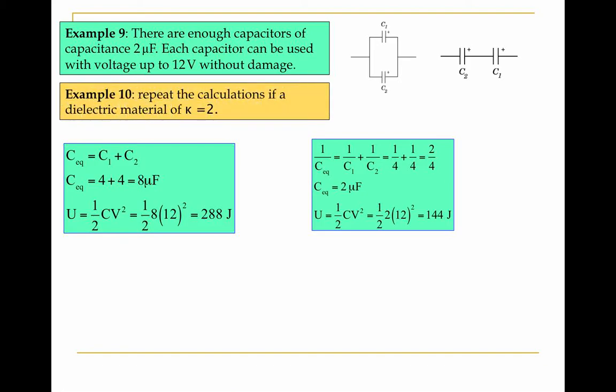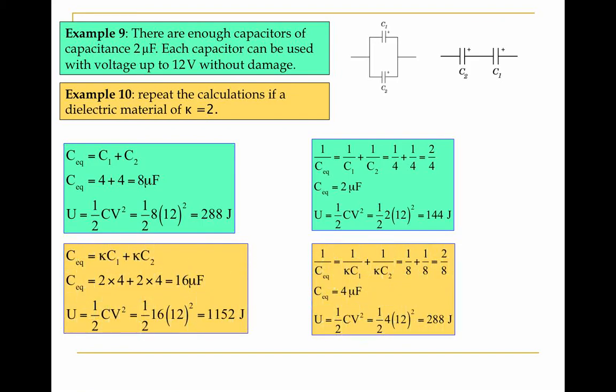Okay. Now repeat the calculations if you insert a dielectric material that has a dielectric constant of 2. What happens? The equivalent C will be increased by kappa, so kappa times C1, kappa times C2. So introducing a dielectric in between the capacitance here will have the effect of increasing the capacitance from 8 to 16. Just simply, it's 2 multiplied by that, because the kappa is 2.